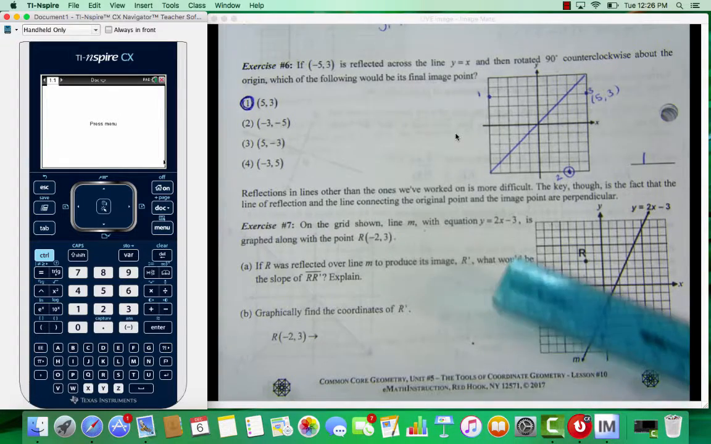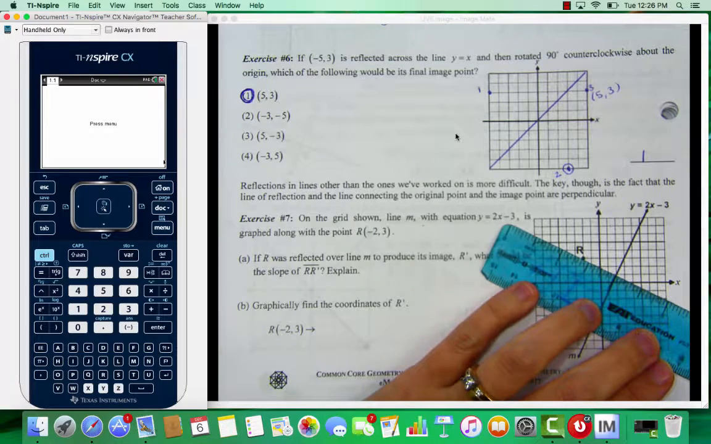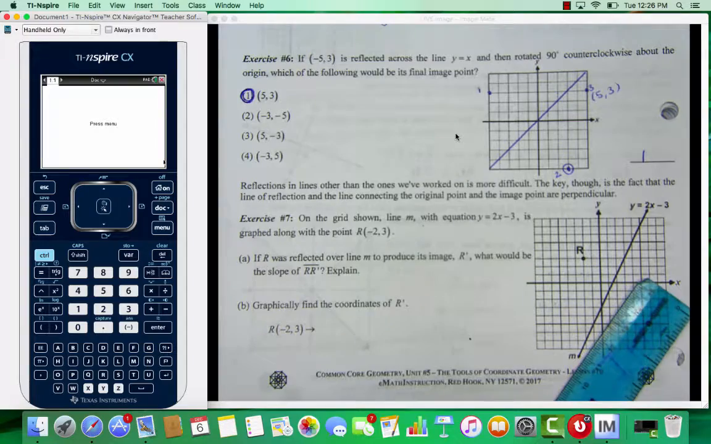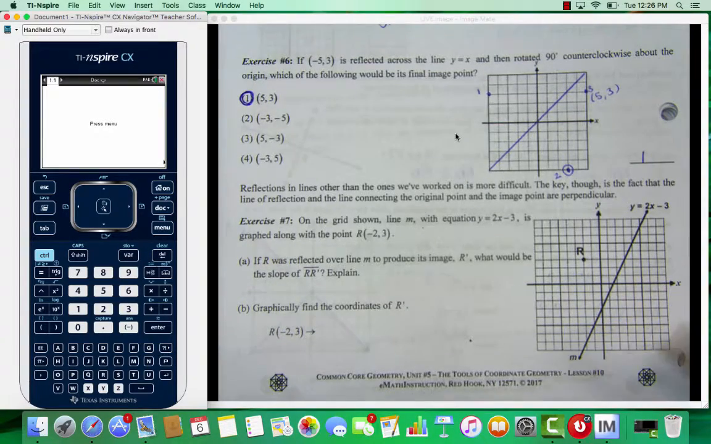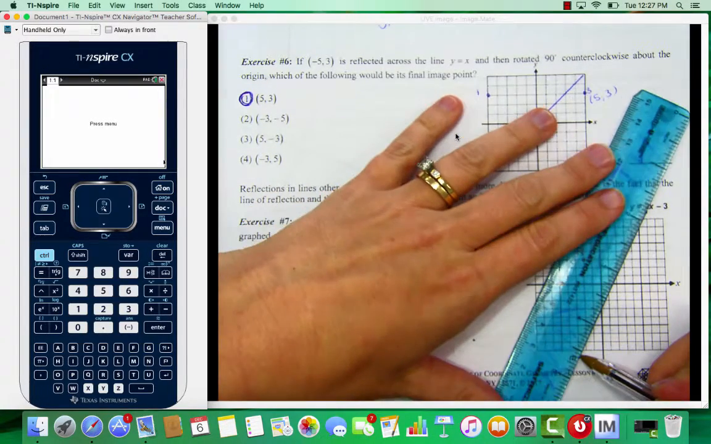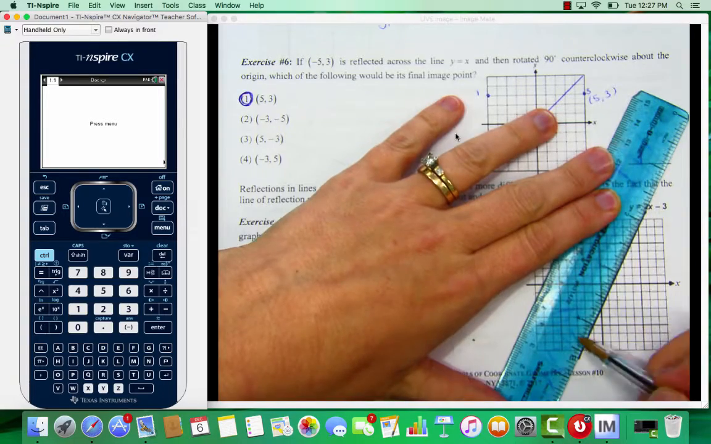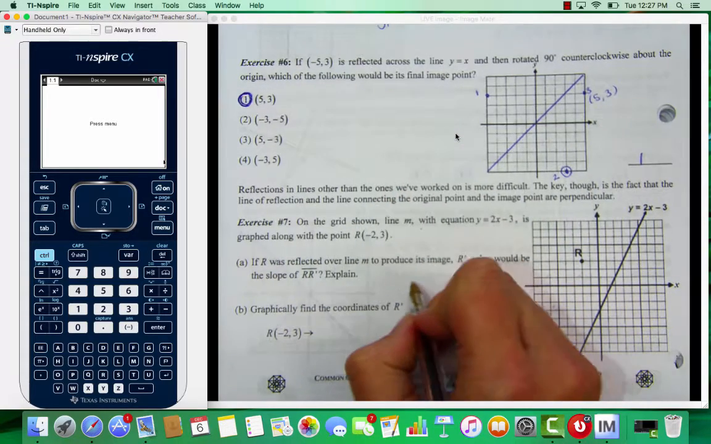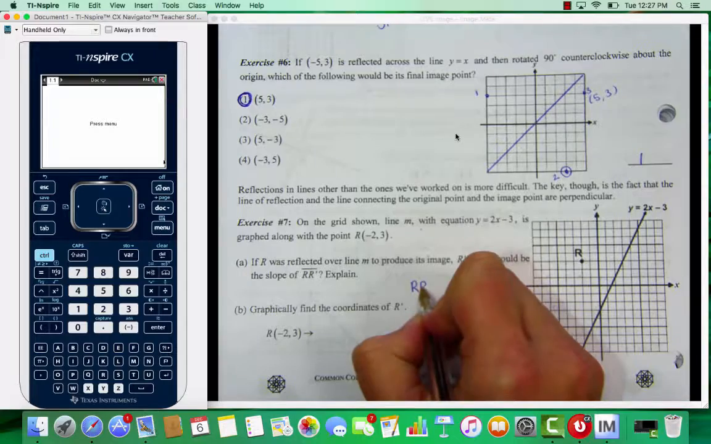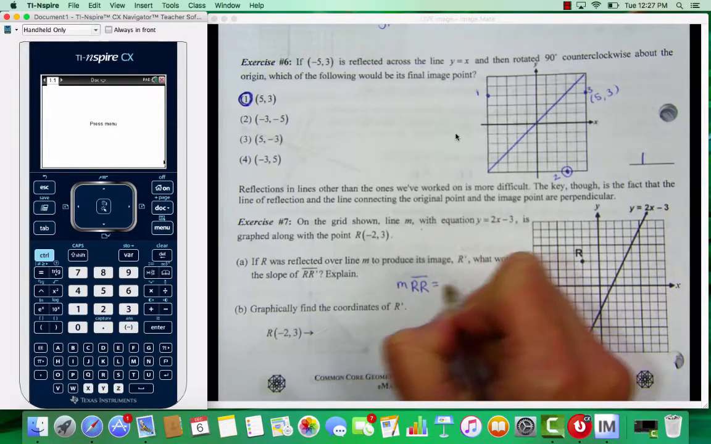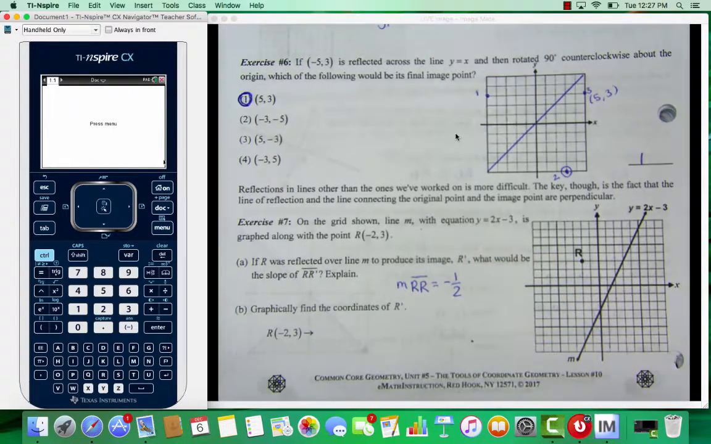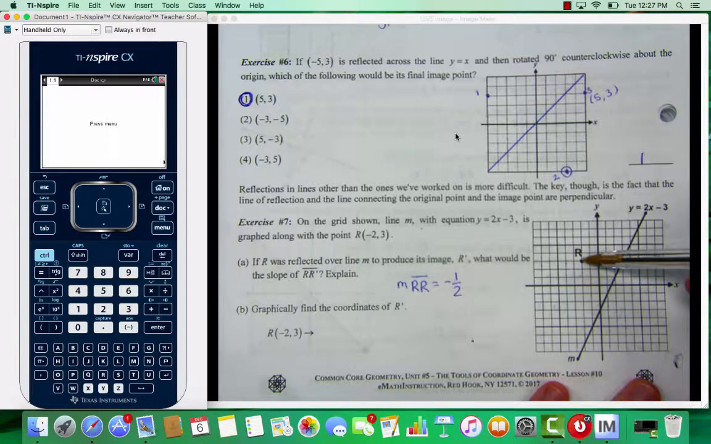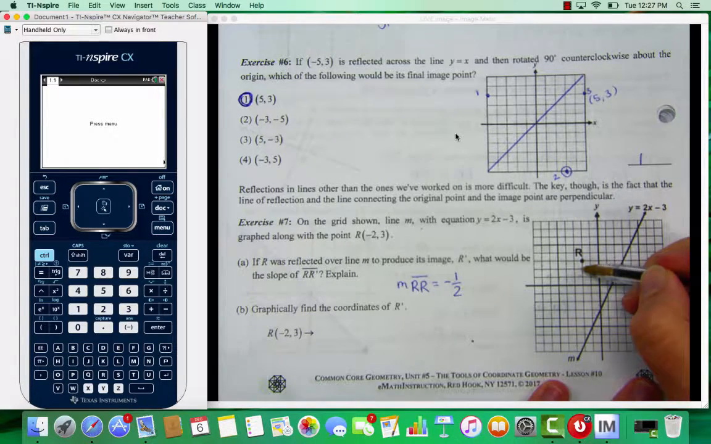So we go back to perpendicular lines. So if lines are perpendicular, they're going to have negative reciprocal slopes. So if we have this line right here whose slope is a positive 2, the new line that goes from R to R prime would have to have a slope of negative 1/2. And it has to go through point R. So from here, we're going to go down 1 over 2, down 1 over 2. So we're going to do that twice to hit the line.